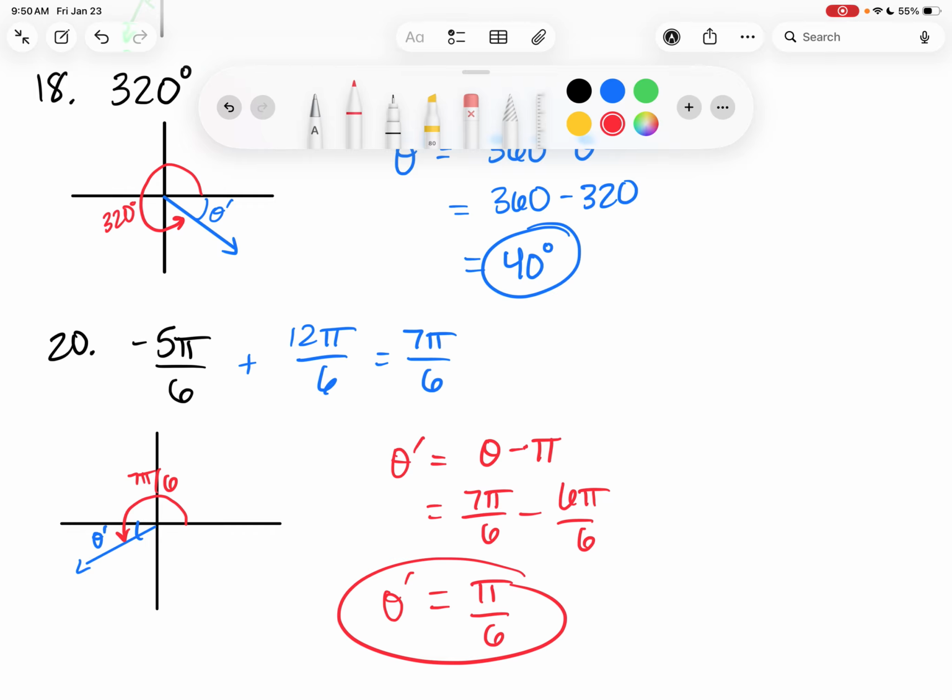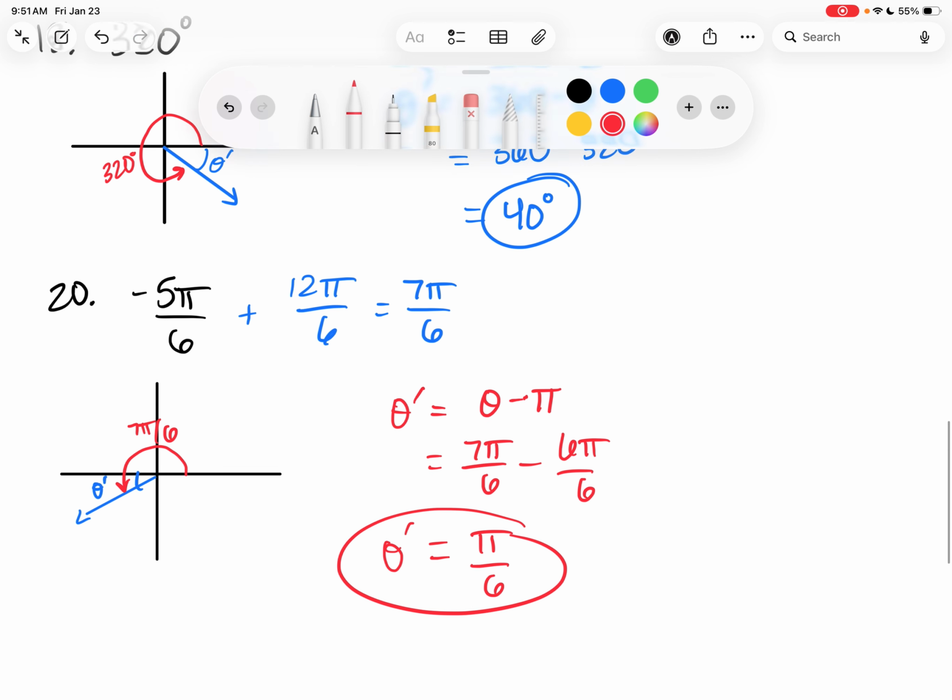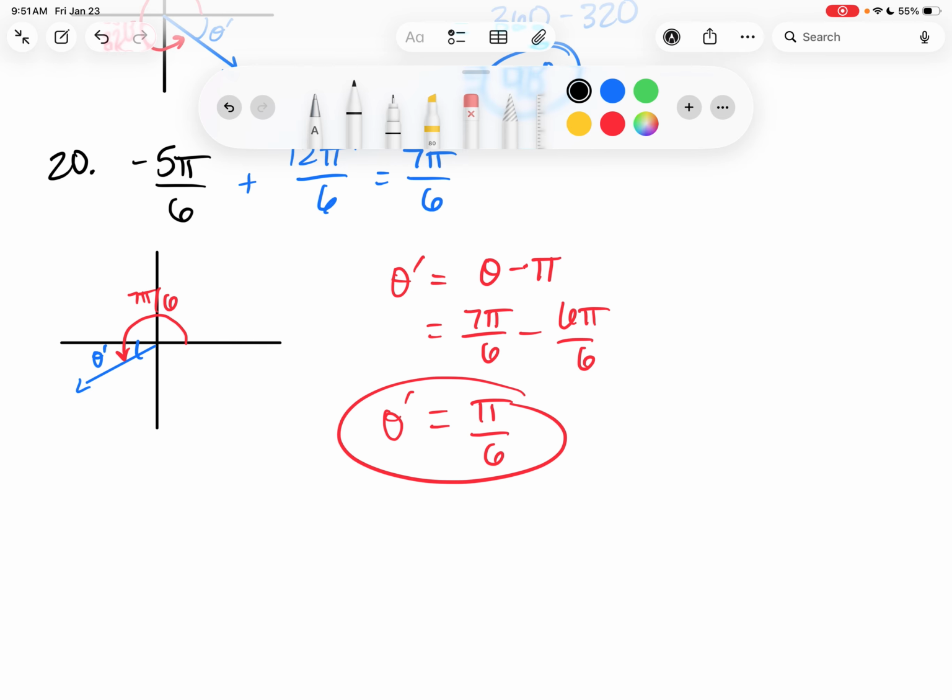All right, any questions on those ones? Okay, then our last step in this section says to evaluate the function without using a calculator. A good hint when you see that is it means you're using your unit circle. So, 24, we have the secant of 135 degrees.